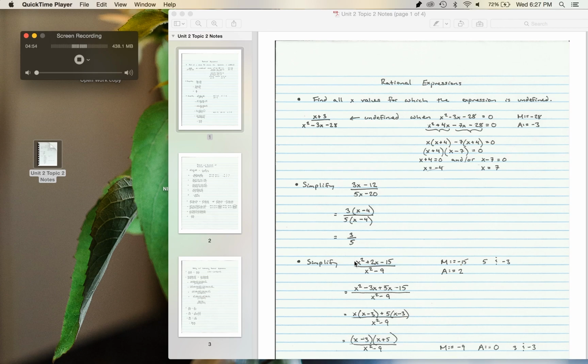Let's try another one. This one has a quadratic on the top and a quadratic difference of squares on the bottom. I'm going to factor the top and factor the bottom.